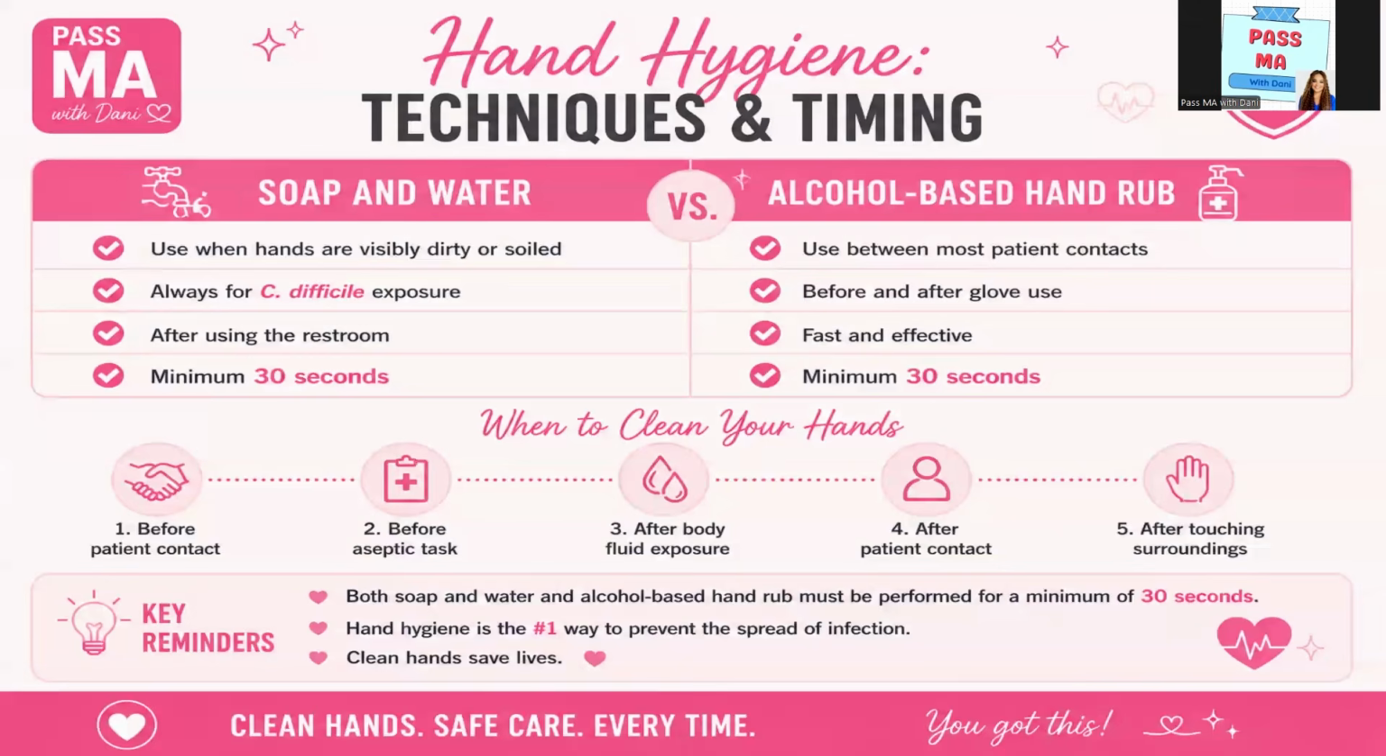So, touching base back on hand hygiene. Soap and water is used when your hands are actually dirty, and we say visibly soiled. This is very important, okay? If you see a C. diff question on the exam, you are automatically using soap and water. Hand sanitizer does not kill C. diff. Same after using the restroom. Always use soap and water. And you want to make sure that you wash your hands for a minimum of 20 seconds.